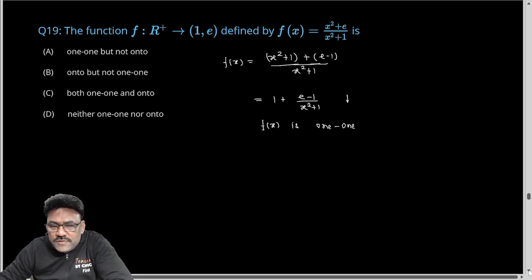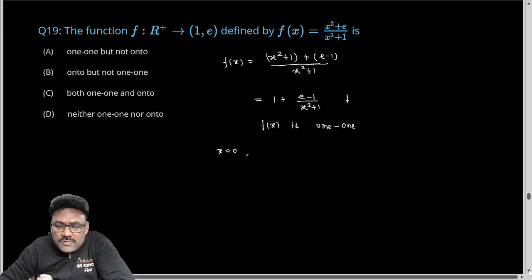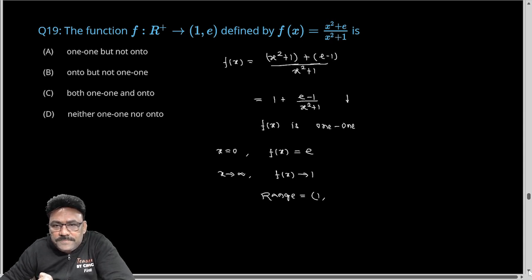Now what is the range of the function? So obviously when x is 0, denominator will be minimum, means function will be maximum. So when x is 0, function is what? Function is e. 1 plus e minus 1 by 1. So function is e. And when x approaches to infinity, your function approaches to 1. So hence you can say that the range of this function is 1 to e, open at 1 and closed at e.